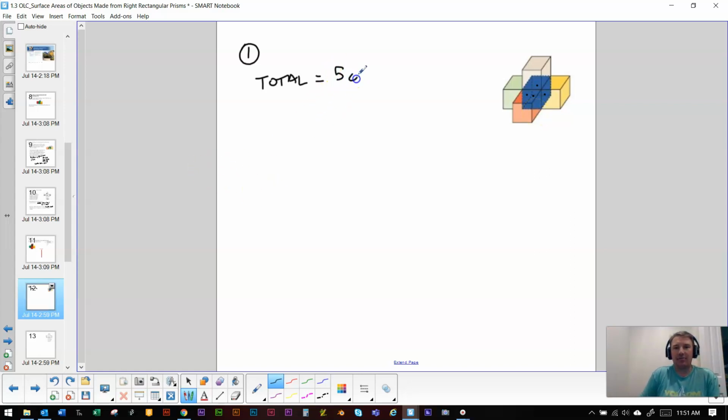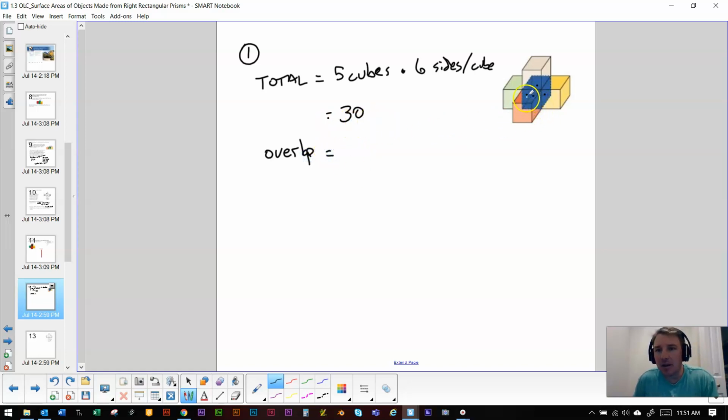So 5 cubes times 6 sides per cube, which is going to give us a total of 30. Now what do we subtract? So let's look at our overlap. Our overlap here is we're going to have this face overlapped. We're going to have this face overlapped. We are going to have the top of that blue object overlapped and this side overlapped. Did I get them all?